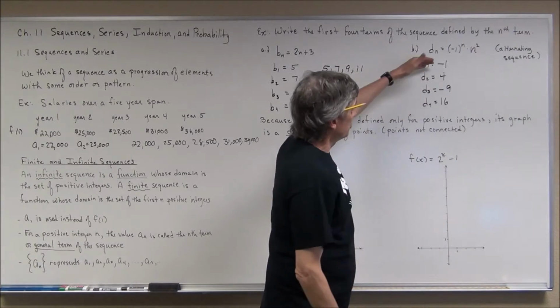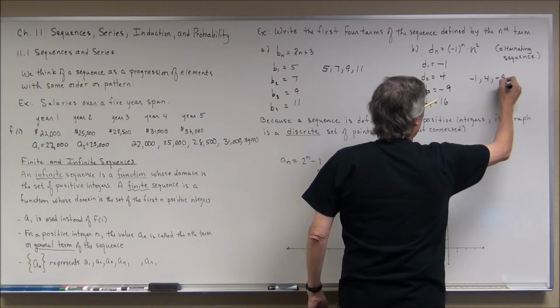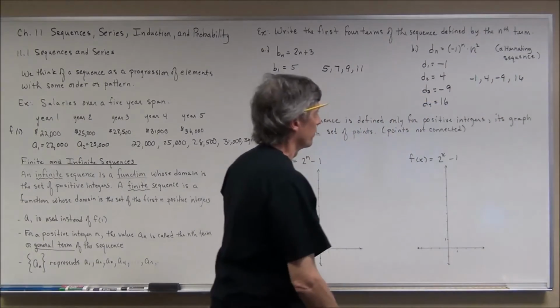And as you can see, the signs alternate here. Negative 1, positive 4, negative 9, positive 16, and that would be your first 4 terms.